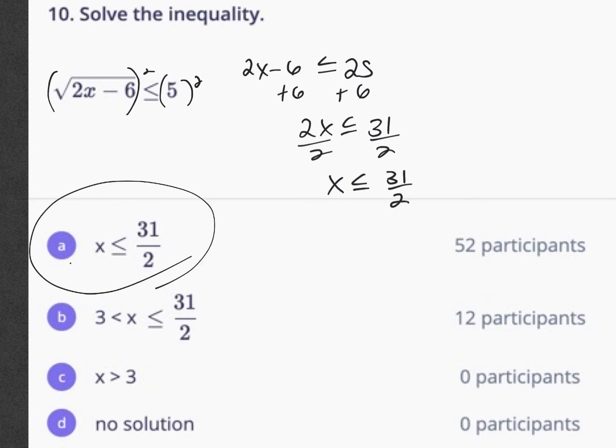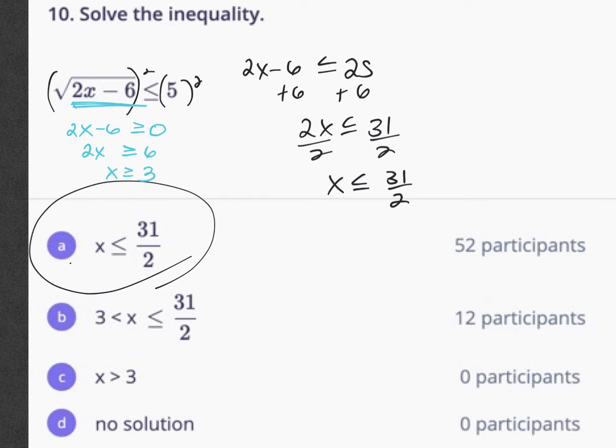But here's the catch with square roots. Square roots cannot be negative, right? I can't square root a negative number. So if it's a square root is less than something, you obviously solve it the way you should, but you also have to keep in mind that there's a lower bound here. Whatever's underneath this has to be greater than or equal to 0. It can be 0. You can square root 0, so it would have to be greater than or equal to 6, x greater than or equal to 3.